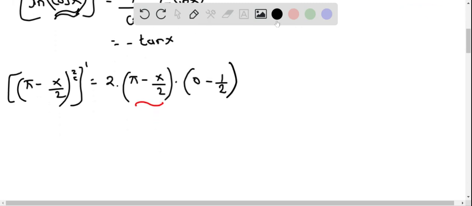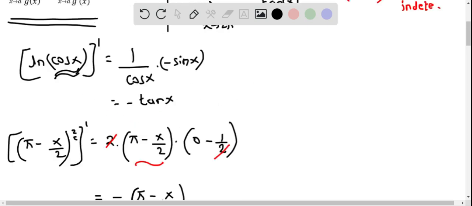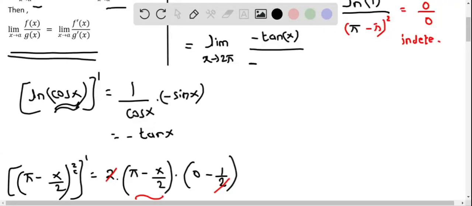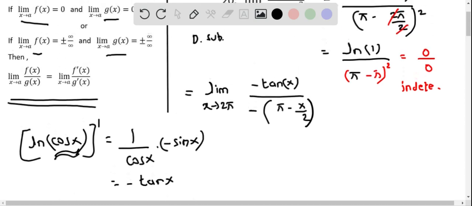So this could be simplified. We have 2 and 2, these two will get cancelled. I have this negative, so I can write down this as negative of pi minus x by 2. I'm going to replace it over here. So this becomes negative of pi minus x by 2. So we now found the derivatives of the numerator as well as the denominator.